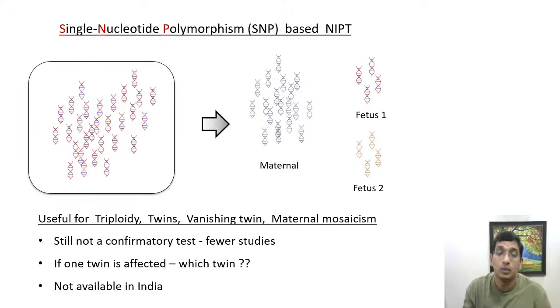But though in theory this is a very good test, still it is not considered a confirmatory test because there are fewer studies on SNP based NIPT. Again, if you do it in twins, it can tell you that one twin is affected, but it will not tell you which twin is affected. So if one twin shows trisomy 21 on NIPT, you need to sample both the twins because it doesn't tell you from ultrasound point of view which is the affected twin. And again, I think no lab commercially, as far as I know, offers SNP right now in India. So it's not an available option for us in India right now.